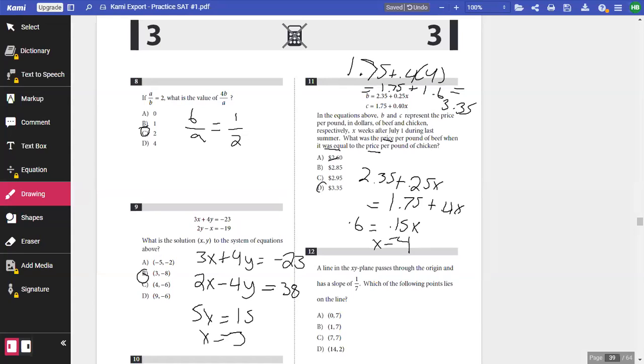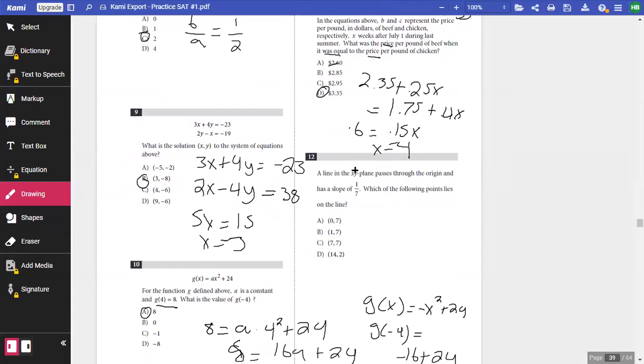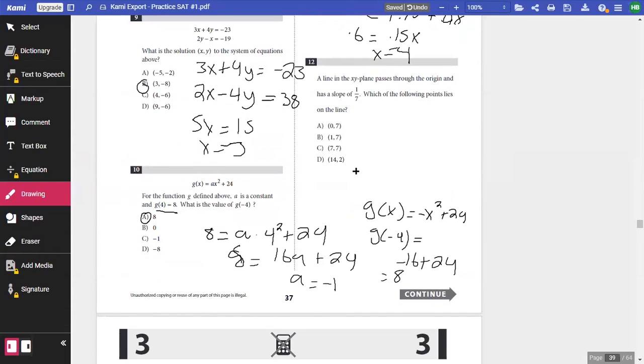And we get D. For number 12, they tell us it passes through the origin and has a slope of 1/7. So if we write it out, it's y equals 1/7 x. The y-intercept is 0 because it passes through the origin. And so then we want the point that it could go through. So then we could plug these points in, and it has to be D because 14 times 1/7 is 2.